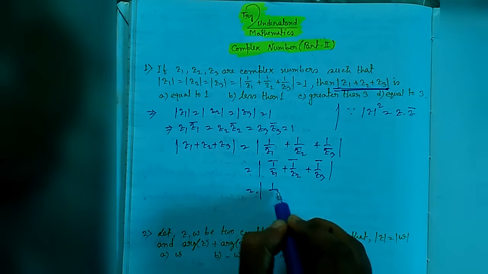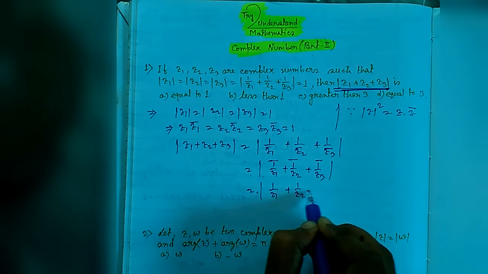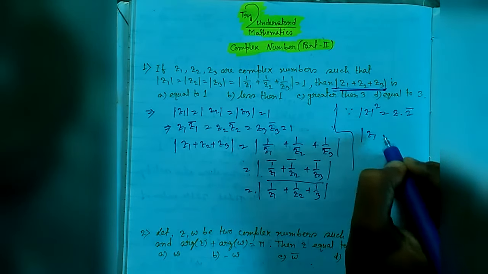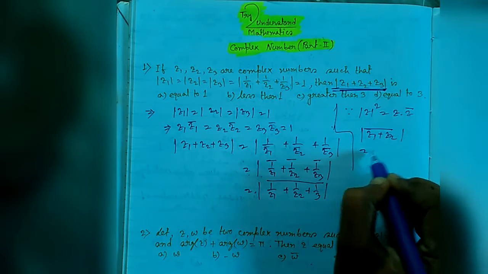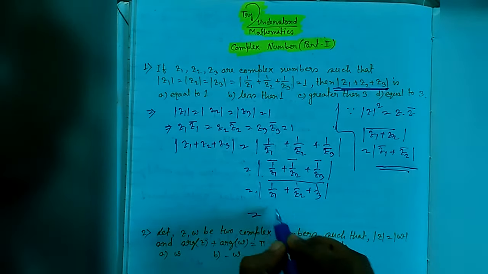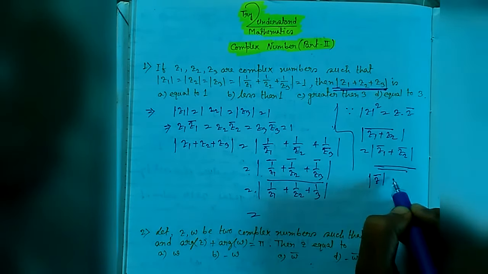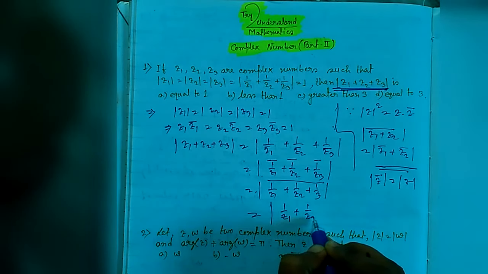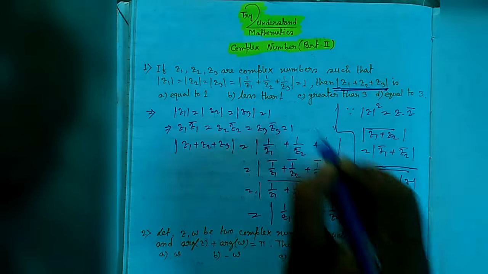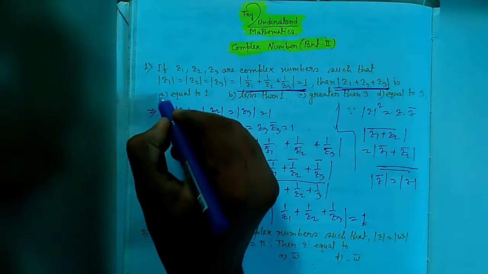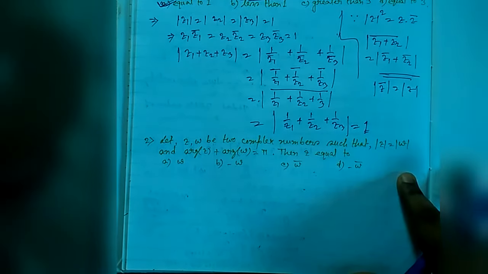So this equals modulus of 1 by z1 plus 1 by z2 plus 1 by z3, whole bar. As we have the result modulus of z1 plus z2 bar equals mod of z1 plus mod of z2. We also have the result modulus of z bar equals mod z. So this will be modulus of 1 by z1 plus 1 by z2 plus 1 by z3, and this value is 1. So our required result is equal to 1. Let us take another problem.